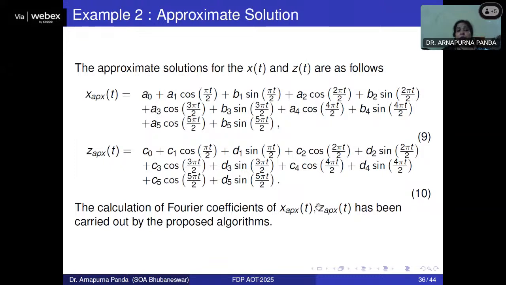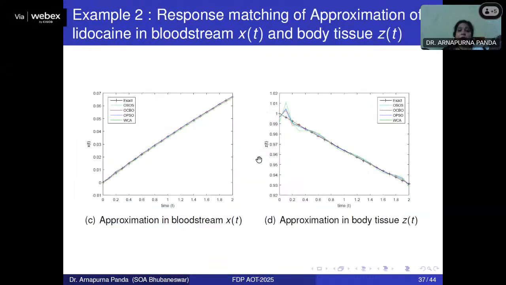So here x approximate and z approximate are the approximate solutions using the Fourier series. Here A0, A1, B1, A2, B2, A3, B3, A4, B4, A5, B5, and similarly C0, C1, D1, C2, D2, C3, D3 are all Fourier coefficients. We have to find the approximate values of the Fourier coefficients using the proposed algorithm. These are the graphs of the exact solution, then the results by orthogonal symbiotic organism search, orthogonal colliding body optimization, PSO and WCA.